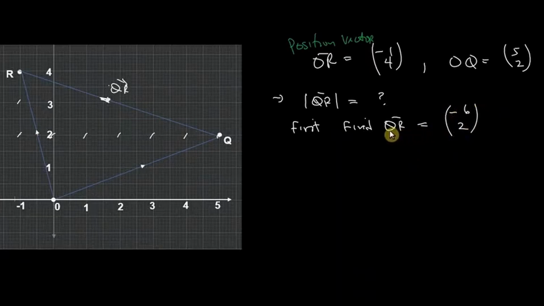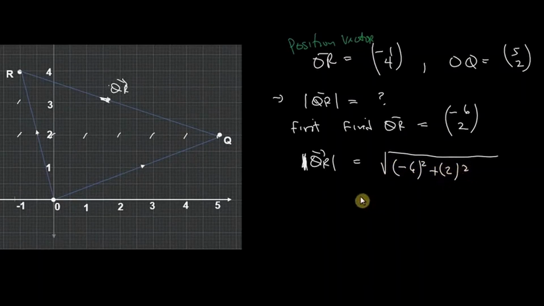Now that we have the vector QR, the magnitude of QR, which is written like this, is equal to, we find using Pythagoras, so it's going to be the square root of negative 6 all squared plus 2 all squared, and that is equal to 6.3 units. And that brings us to the end of the CSEC July 2021 math examination.